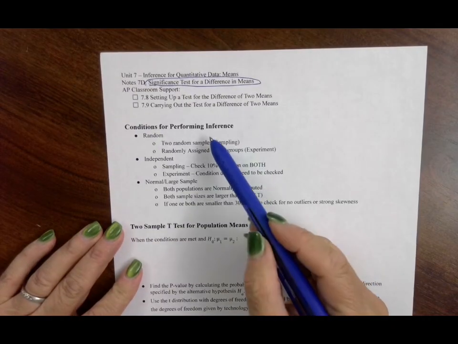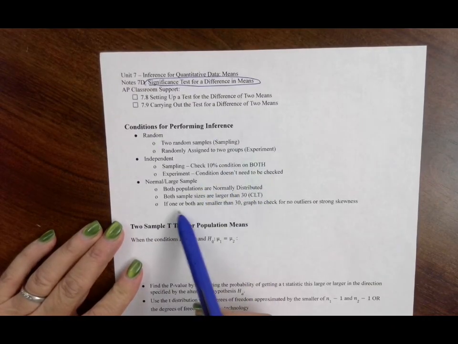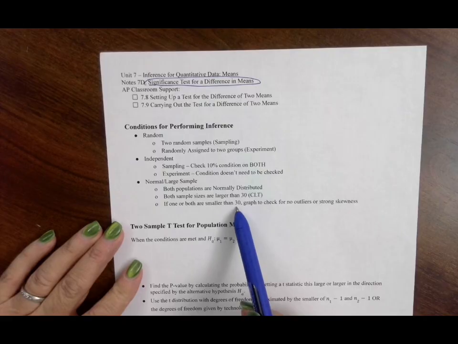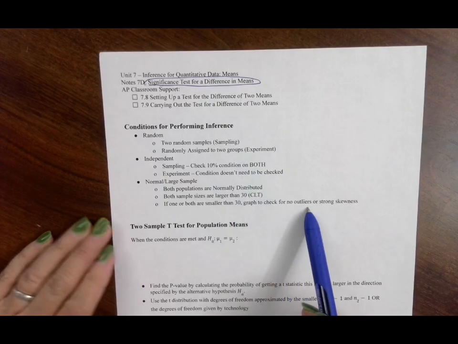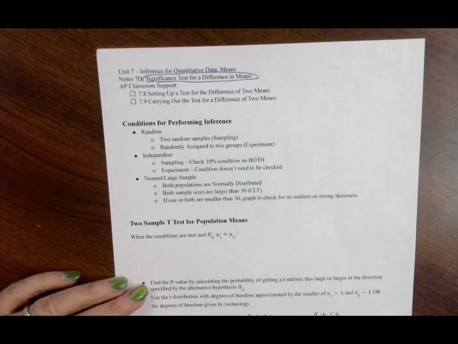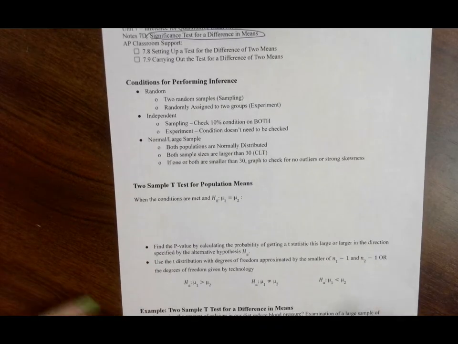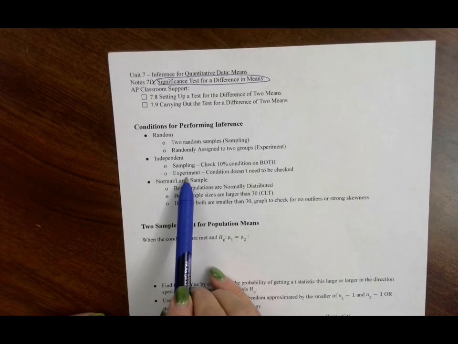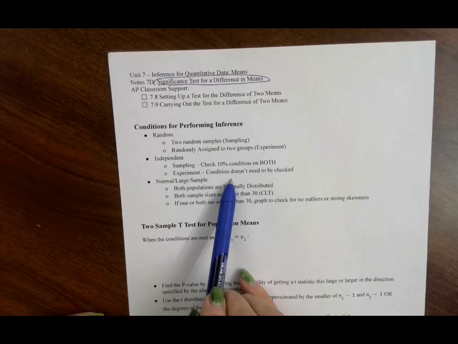So again, our conditions don't change. If one or both of the populations is less than 30, we have to graph and check for no outliers or strong skewness. So again, nothing there has changed. We know all of this stuff here. Just to highlight again, for an experiment, we don't check the 10% condition. Okay, so two sample t-test for population means.